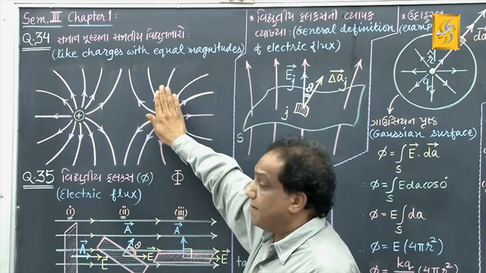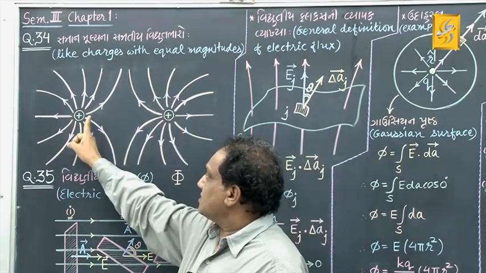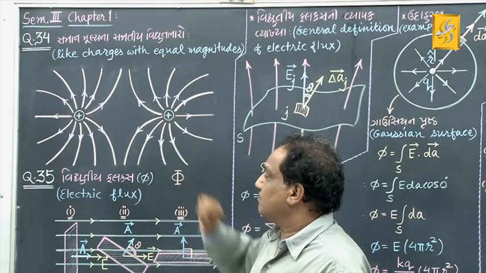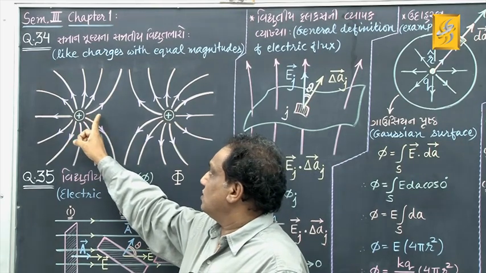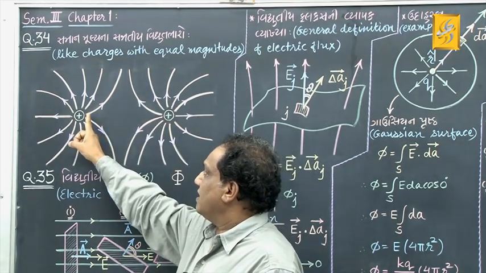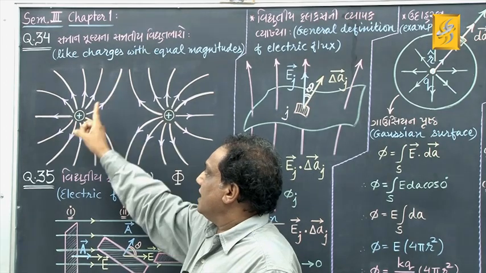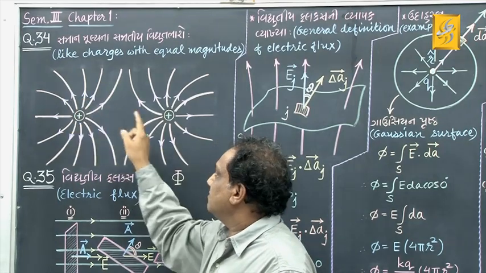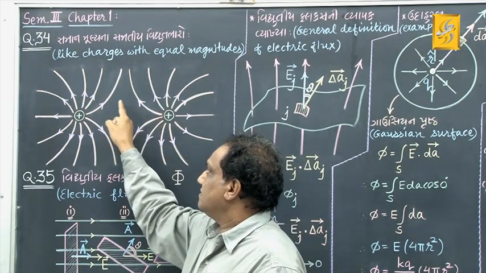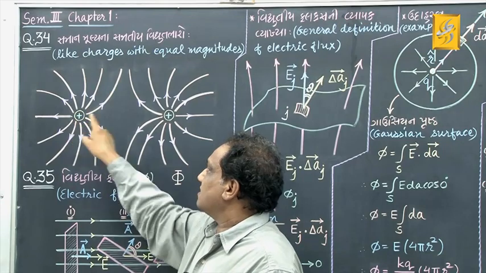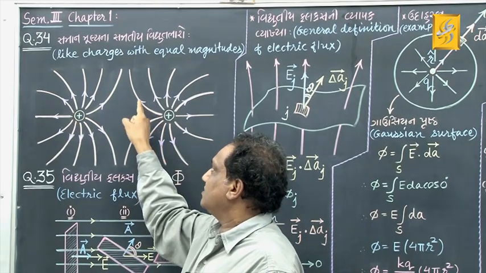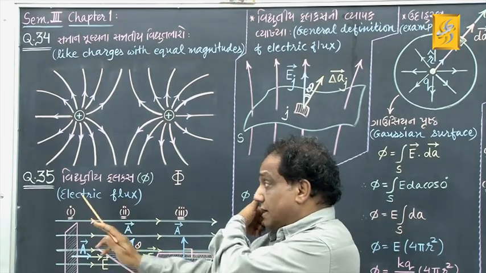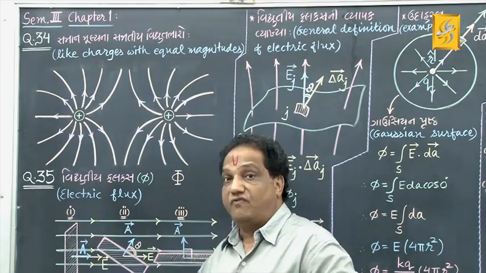If this charge would have been absent, then these field lines might have gone this way. But because of the presence of this charge, this field line doesn't go this way. On the contrary, it bends this way. Similarly, in the absence of this charge, this field line might have gone this way. But in the presence of this charge, this field line is getting bent this way. Got it? Fine. Now we go for question number 35.